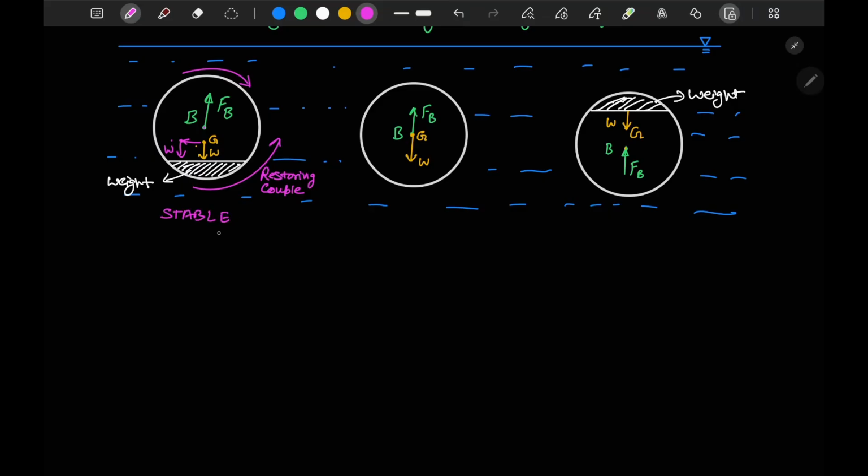Now here, if we look into this, no matter how we rotate this, there is no restoring force. What will happen? This is your neutral equilibrium.